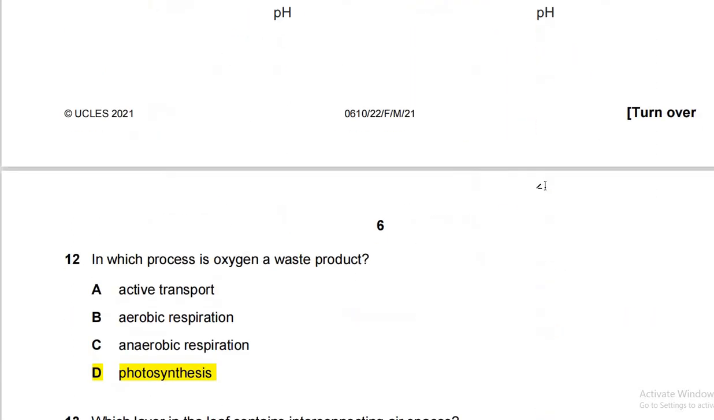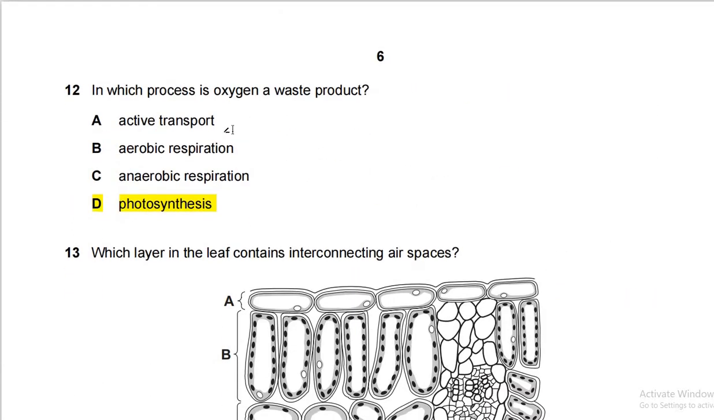Right. So in which process is oxygen a waste product? So if you see over here, you gotta check that active transport, no. Aerobic respiration, no. Oxygen is used as a reactant instead, it's not a waste product. Anaerobic respiration, not at all. Photosynthesis, yes, because they use carbon dioxide and water, so you get oxygen and glucose. So it's definitely gotta be D.